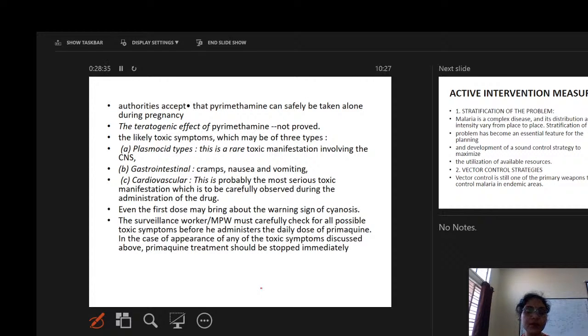Okay, so the surveillance worker or MPW must carefully check for all possible toxic symptoms before he administers a daily dose of primaquine. In case of the appearance of any of the toxic symptoms discussed above, primaquine treatment should be stopped immediately.